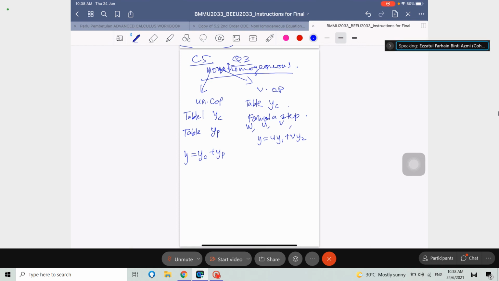So both will come out in the exam, not optional. So might be this is question A, this is question B. 35 marks, of course 2 questions. Takkanlah satu soalan 25 markah, kan? Okay, both will come out.